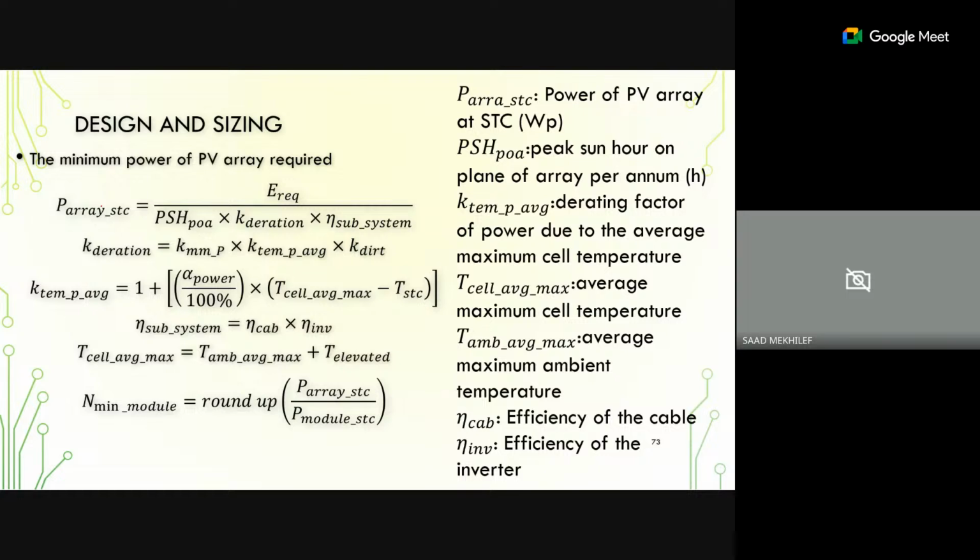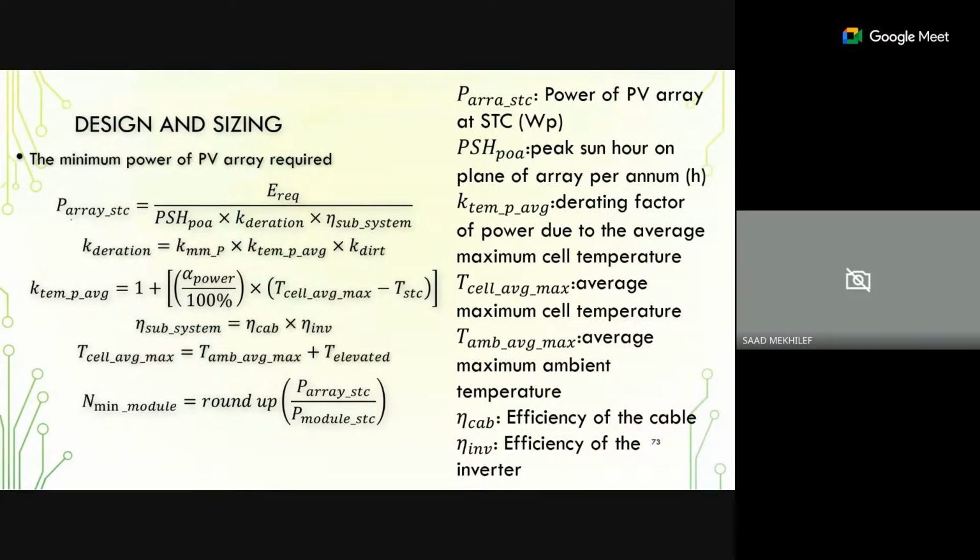So the design, the minimum power requirement, as I say, is very detailed. I don't think we will have enough time to go through all this, but I will share these slides with you so you can make use of them. So these are the calculations.